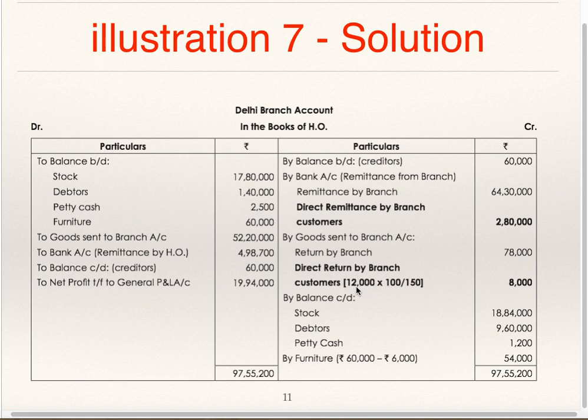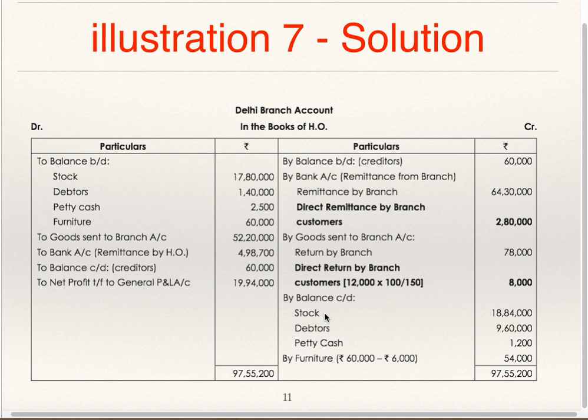Customer has returned goods worth rupees 12,000 to branch, but in branch account we have credited 8,000. Why? 12,000 is the invoice price. So cost price is 12,000 divided by 150 into 100, that is the cost price that is to be credited because we are preparing branch account at cost. If you are preparing it at invoice price, then loading you can write on the opposite side.